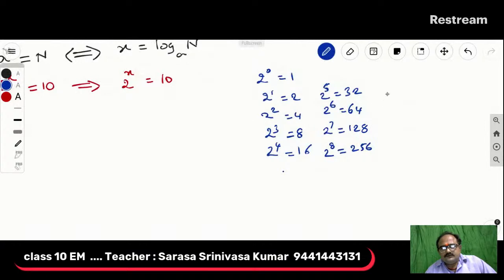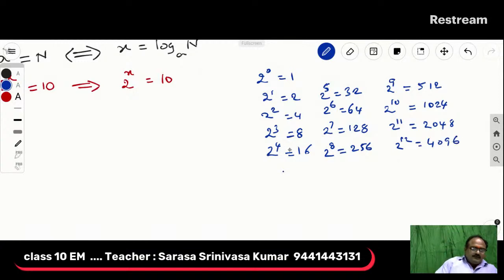2 to the power of 9 is equal to 512. 2 to the power of 10 is equal to 1024. 2 to the power of 11 is equal to 2048. 2 to the power of 12 equal to 4096. Why have I explained up to this point now?